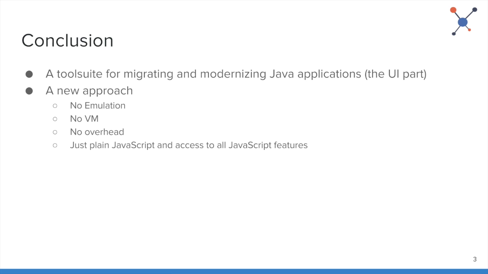Using this technology, we are currently building a really powerful tool for migrating Java applications to HTML5. Because we are doing more than just emulation, our technology not only allows for migrating, but also for bridging and modernizing Java applications. In contrast to VM-based solutions, there is no performance overhead to our solution compared to pure JavaScript applications.